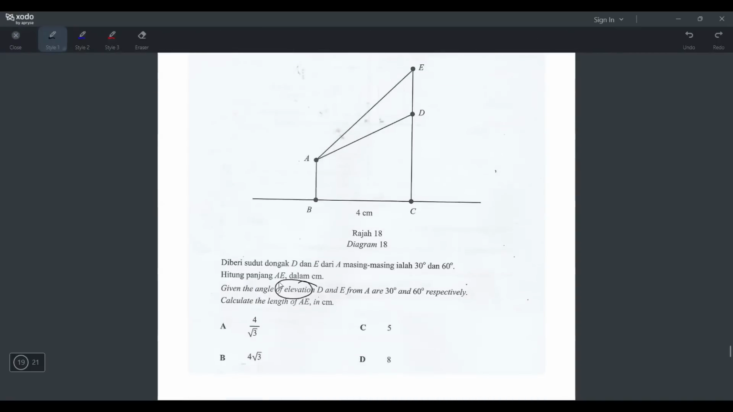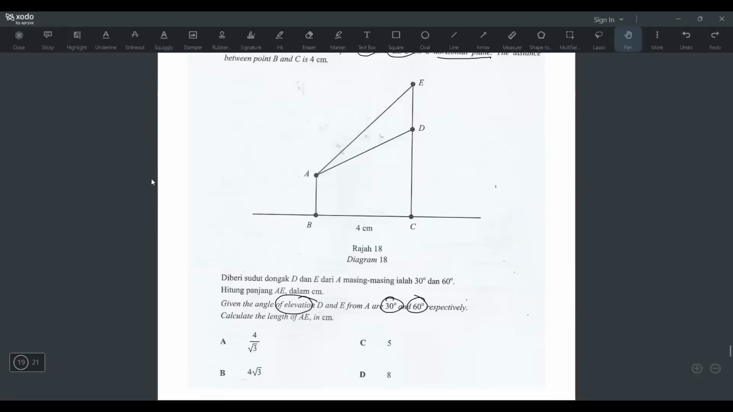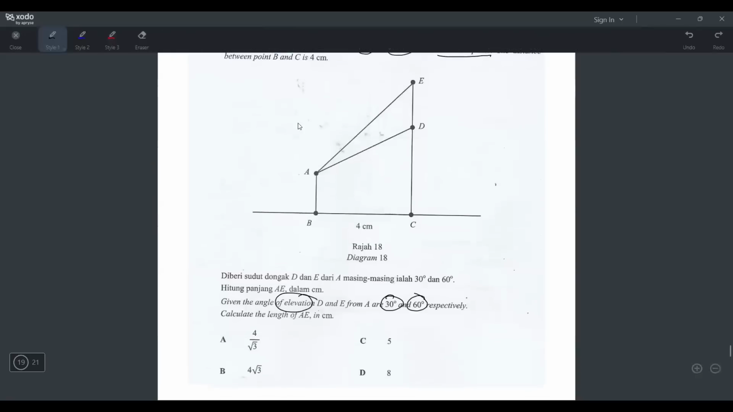Okay, let's see. Given the angle of elevation. Elevation means tengok atas punya angle, right? Angle of elevation D and E from A is 30 and 60 degree. Okay, let's learn how to label angle of elevation. So dia kata angle of elevation D from A is 30 and then E from A is 60. So D from A, this is D from A. Okay, when you tengok atas, you have to draw a horizontal line first, because this is the eye level. Okay, and the eye level is always parallel to horizontal ground. Okay, so remember, always draw horizontal line. Then only you will do an angle from the horizontal line to the D. Okay, and then this is 30. Ini cara betul untuk label, right?